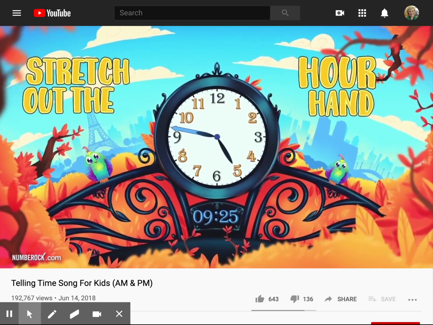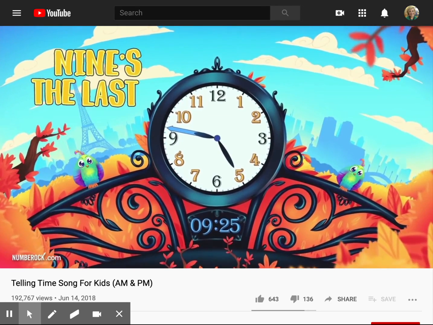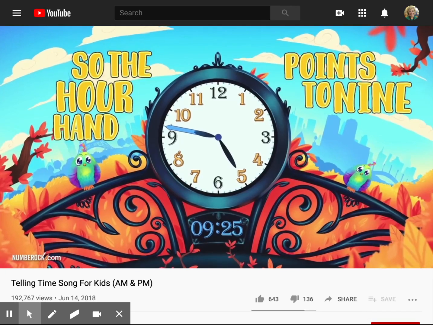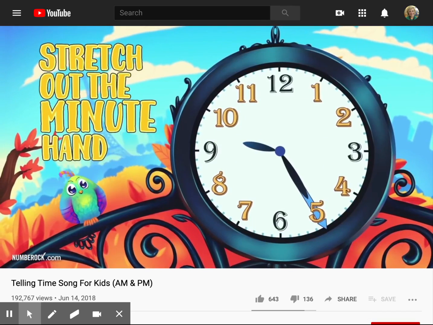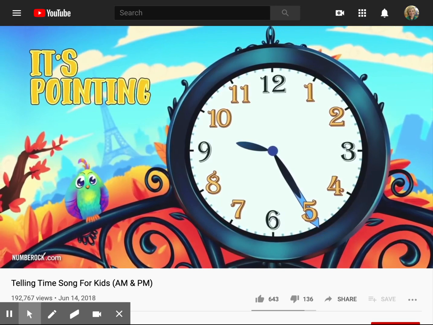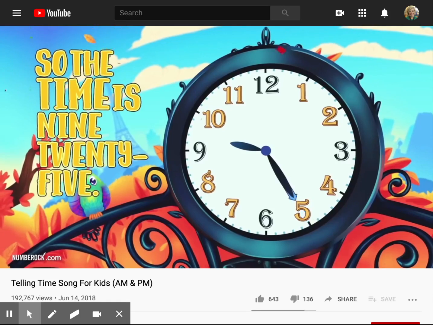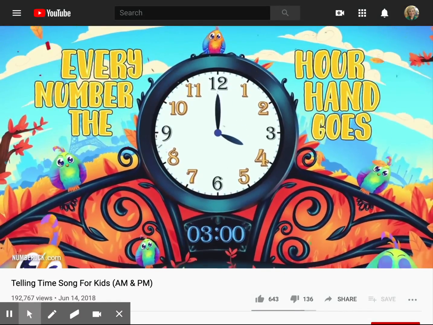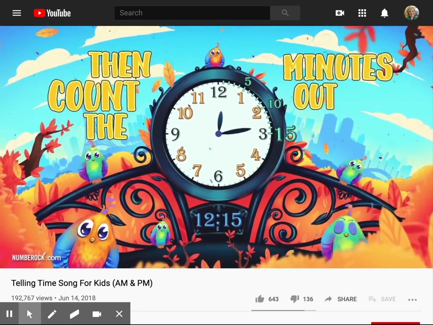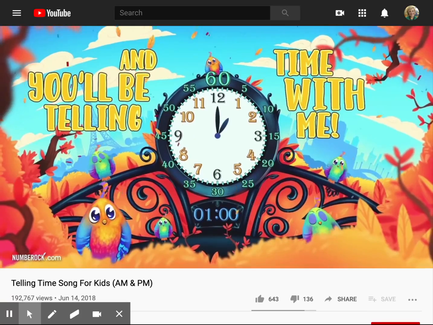Stretch out the hour hand, see where on the clock it lands. 9's the last number it went by, so the hour hand points to 9. Stretch out the minute hand, see where on the clock it lands. It's pointing right at the 5, so the time is 9:25. Every number the hour hand goes by represents 1 hour of time. To count the minutes out of 60, and you'll be telling time with me.